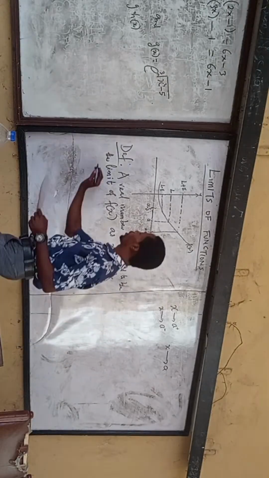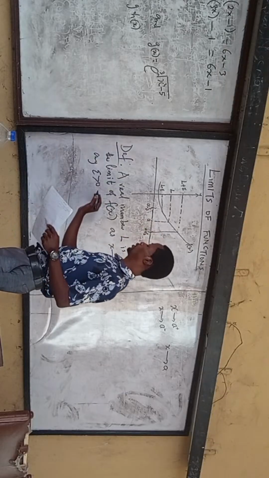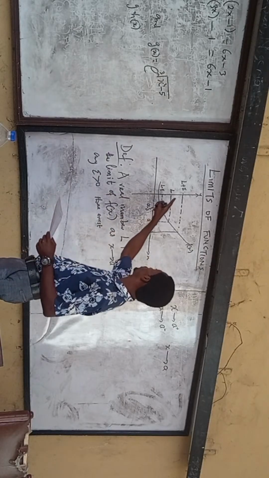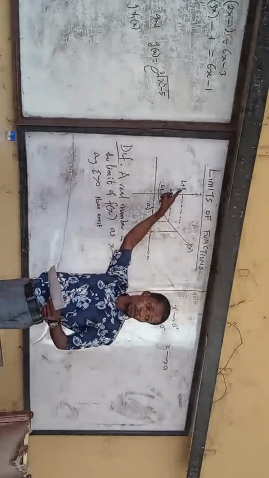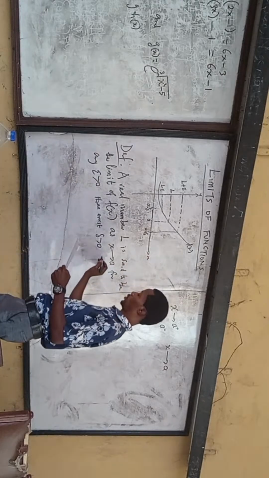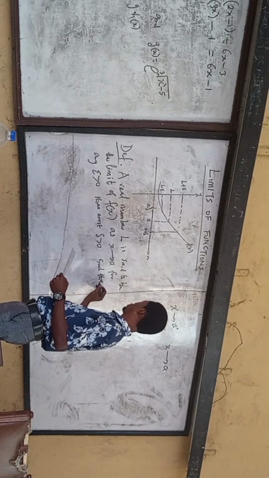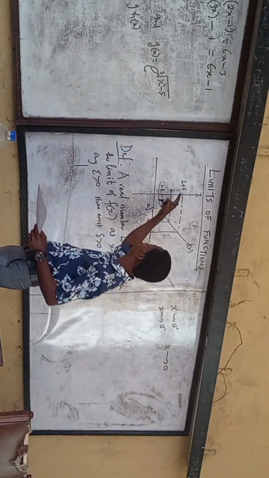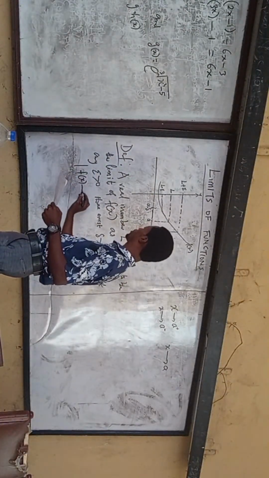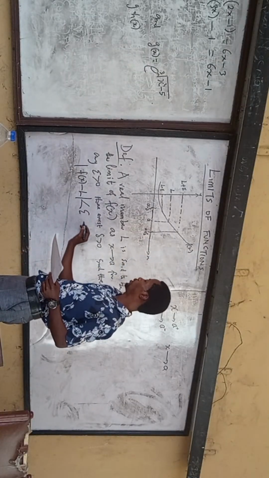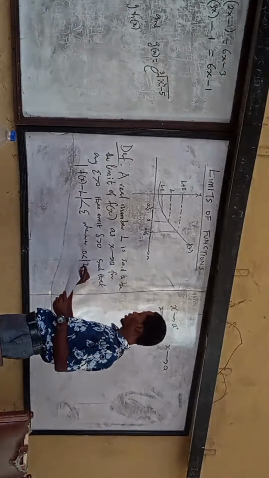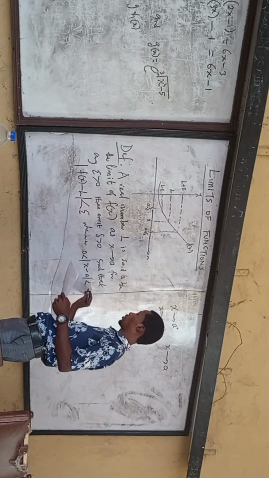For any epsilon positive, there exists a delta that is also positive, such that the distance between the function and the limit, that is, the absolute value of f of x minus L, will be less than epsilon whenever the distance between x and the point A is also less than delta.